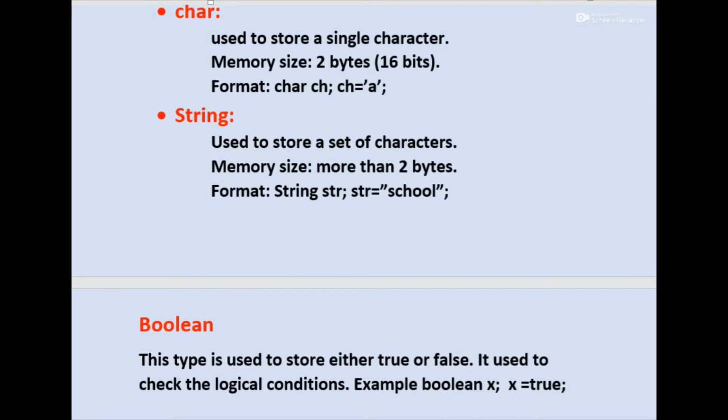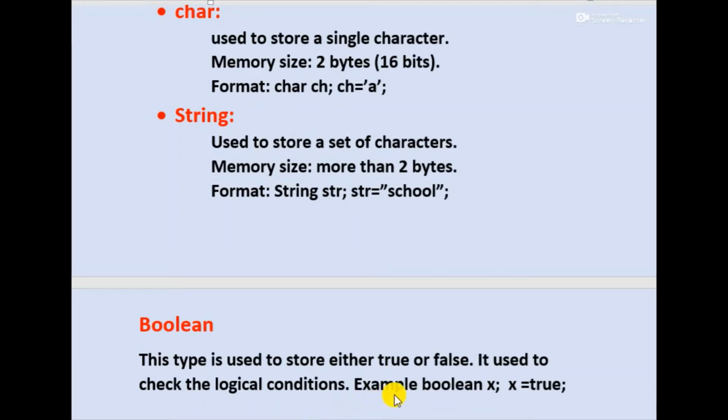The next non-numeric primitive type is boolean. The variable of boolean data type is used to store either a true or false value. It can hold only one value, that may be true or false, and it is used to check logical conditions.